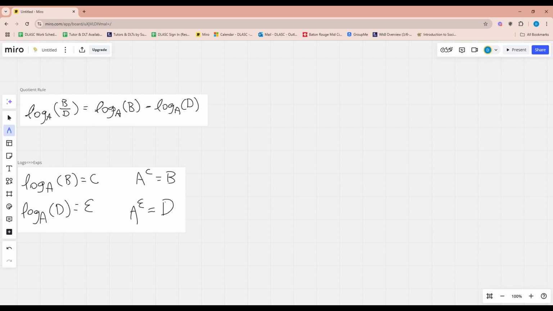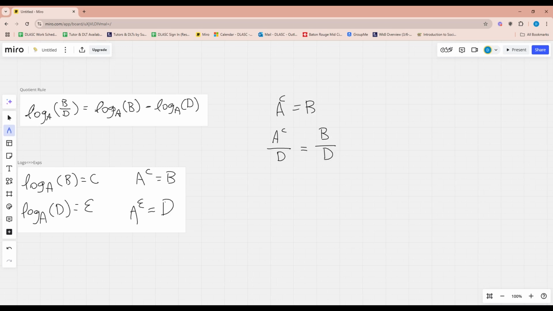Now we have our relationships written out, we have our rule written out, and we want to try to prove that rule. I'm going to start the exact same way that I started the other two. I'm going to start with a to the c is equal to b. Again, the form is b over d. So what I want to do is divide both sides by d, keeping in mind that b is equal to a to the c. If I divide b by d, I must also divide a to the c by d, because we want to keep this relationship true. So I'm going to have a to the c over d is equal to b over d.